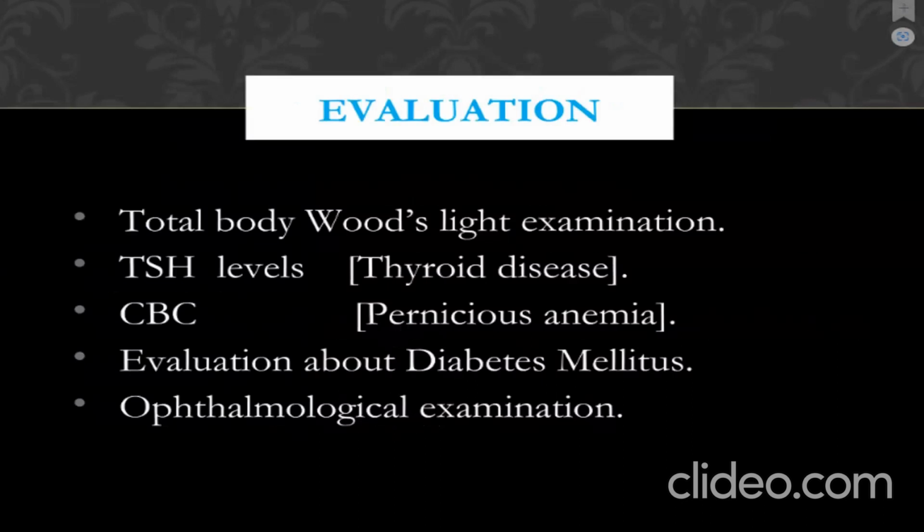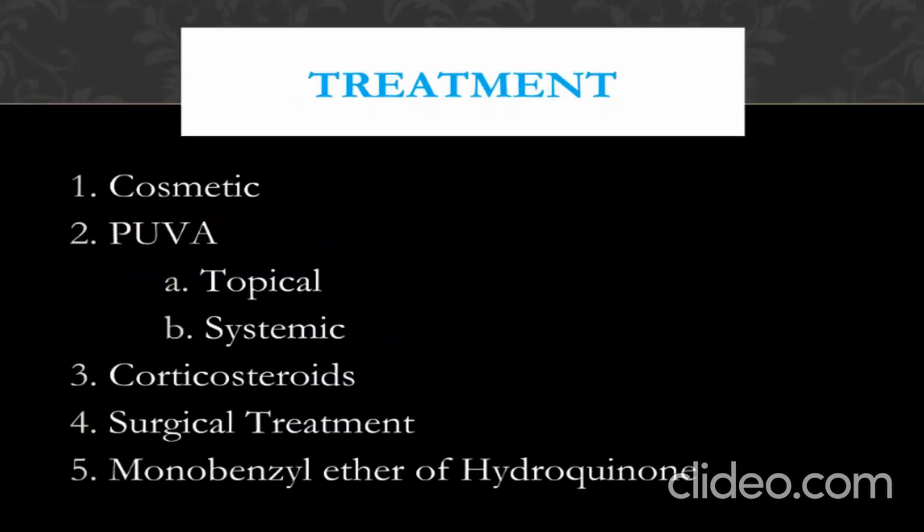Then evaluation, total body Wood's lamp examination. That is, we should look all over the body, all areas for the patches, TSH levels, CBC, evaluation about diabetes mellitus, ophthalmological examination. Then treatment. We are seeing this treatment, that is cosmetic treatment, PUVA. PUVA includes topical and systemic, corticosteroid, surgical treatment, and monobenzyl ether of hydroquinone.